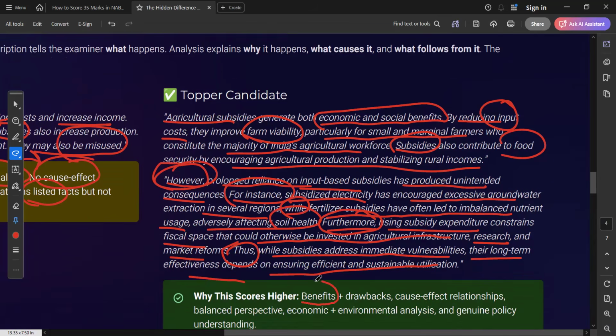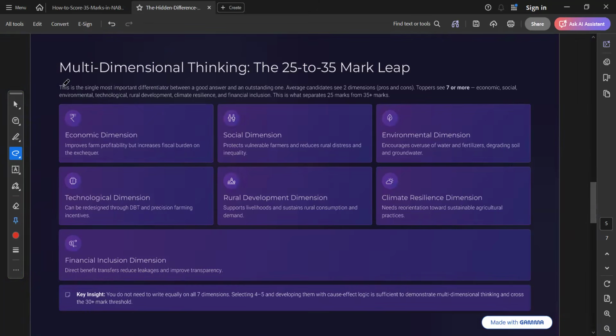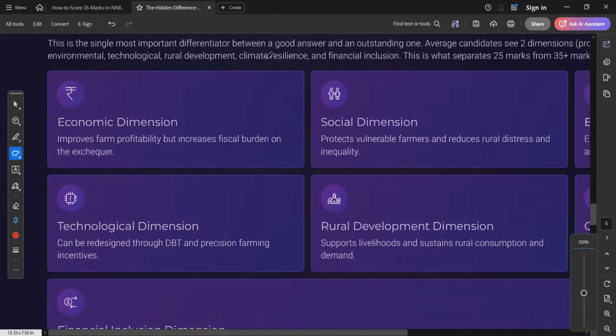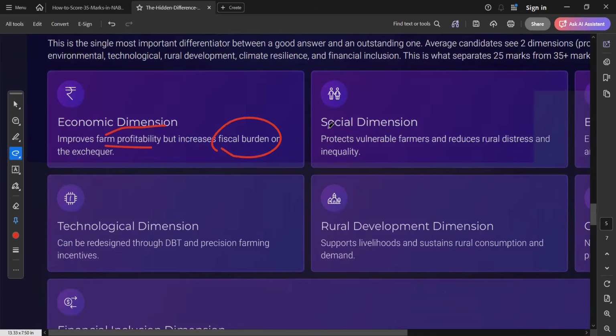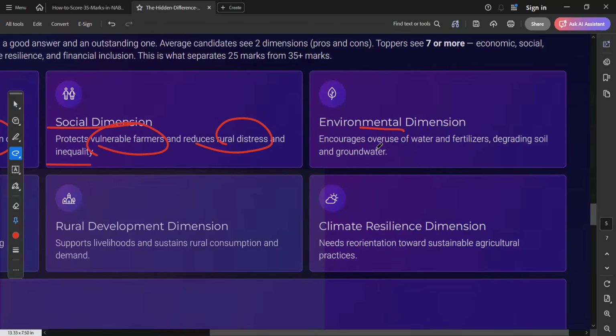So this is important because it highlights benefit, drawback, cause-effect relationship, balanced perspective, economic and environmental analysis, and genuine policy understanding. Then multidimensional thinking, how you can get 25, 35 marks. Please see here. You can give the economic dimension: it improves farm profitability but increases fiscal burden. Social dimension: it protects vulnerable farmers, reduces rural distress and inequality. Environmental dimension: it encourages overuse of water and fertilizer, degrading soil. Climate resilience dimension: needs reorientation towards sustainable agriculture.